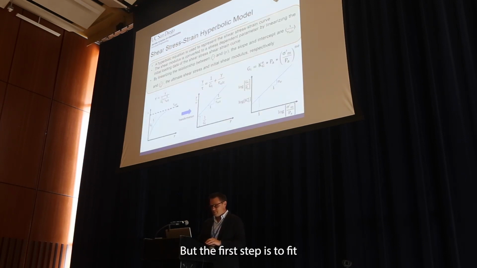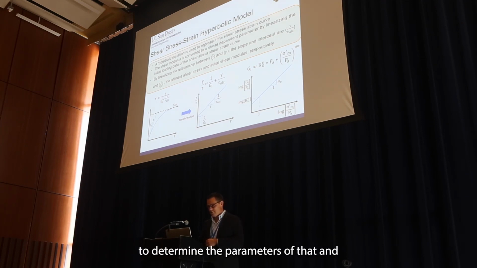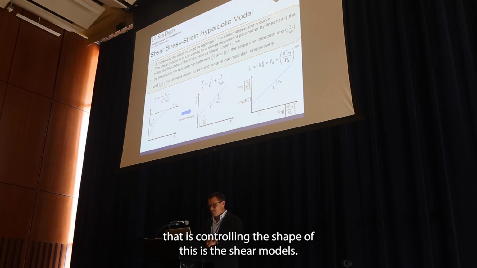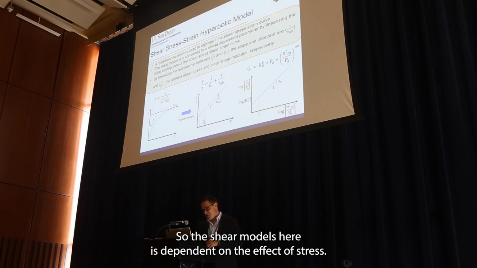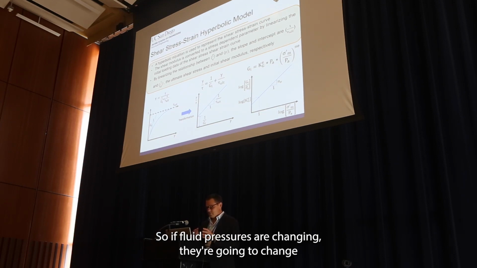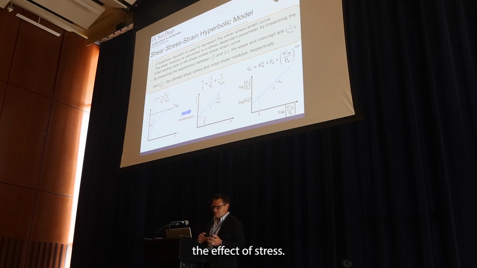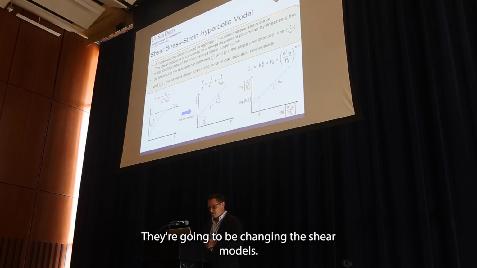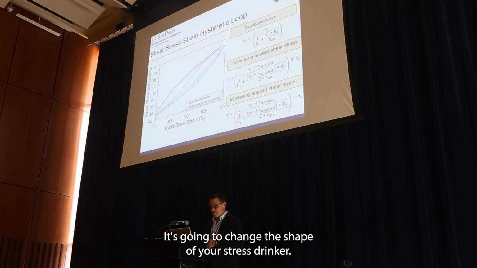But the first step is to fit a hyperbolic model to your stress strain curve to determine the parameters of that. The main parameter that is controlling the shape of this is the shear modulus. The shear modulus here is dependent on the effective stress state. So if the fluid pressures are changing, they're going to be changing the effective stress, they're going to be changing the shear modulus, and it's going to change the shape of your stress strain curve.